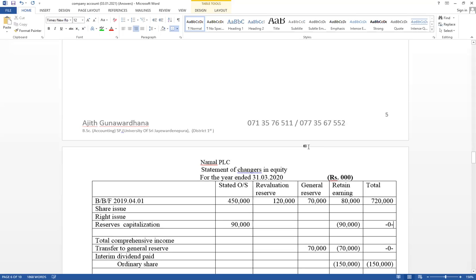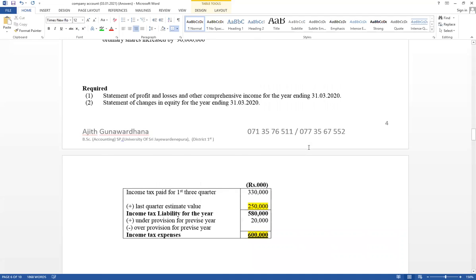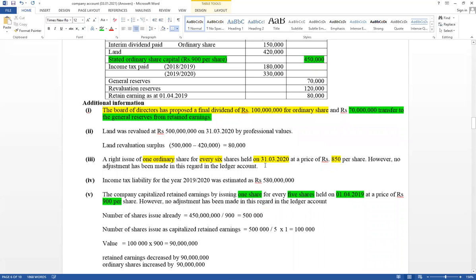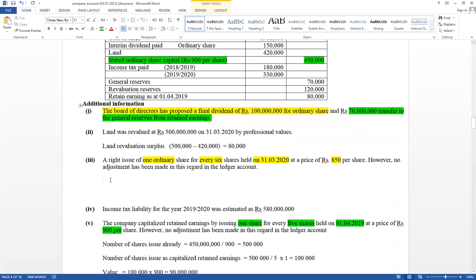Now think about additional third one. Rights issue. It has given the end of the year. Right from the beginning, try to recognize the number of shares available. Number of shares available as at 31st March 2020 at the time of share issue. At the time of rights issue, think about how many shares are available.